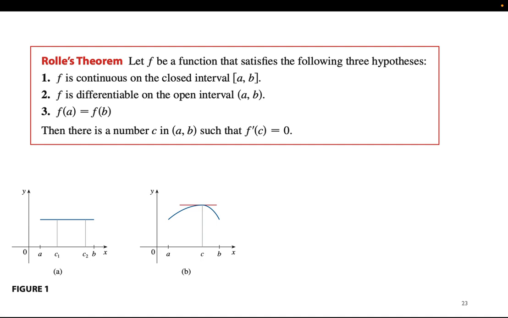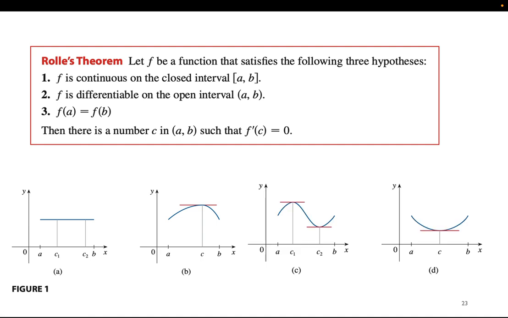So let's look at some pictures. I think that's the easiest way to understand this theorem. This theorem says that if you have a continuous function, these are continuous, and the endpoints have the same value. Notice f of a and f of b have the same value in all these cases. The endpoints have the same y value.